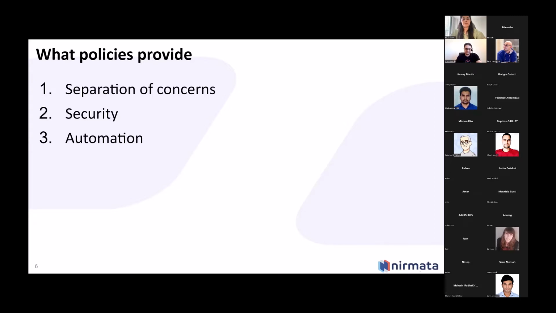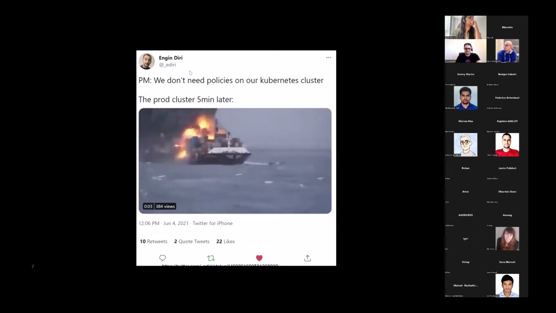Like when a namespace gets created, automatically create fine-grained permissions, right? You shouldn't have to go and do that manually, and there shouldn't be any risk of it not happening. So when we think about policies for Kubernetes, those are the top types of things that come to mind. And I love this tweet.